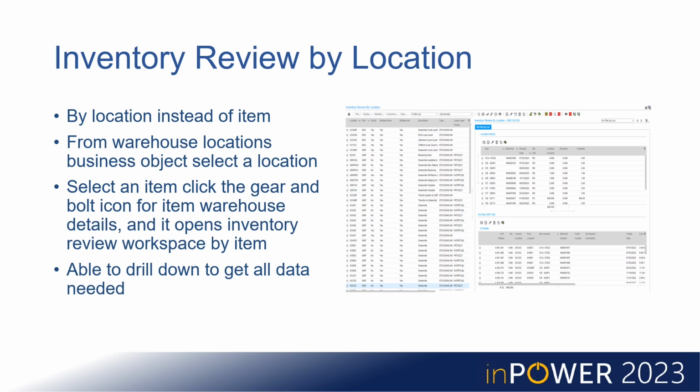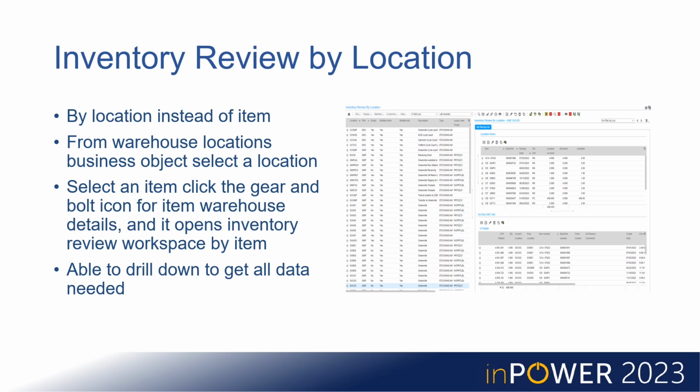But I can select one of these items from the item location tab or chunk of the compound card, and from there I can click the item warehouse details, and that'll take me right over to regular inventory review by item, and then I can see all the item details from there. So all these things are interconnected.